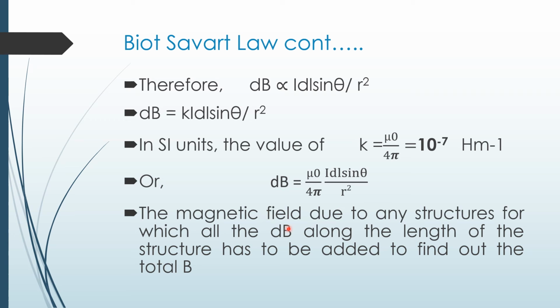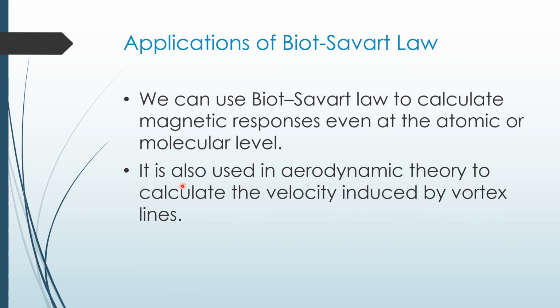The magnetic field due to any structure is found by adding all the dB along the length of the structure to find the total B, isn't it? This dB is considered to be a small field for a small distance, that is dl. Now when we are going to find out the total B, it can be integrated.